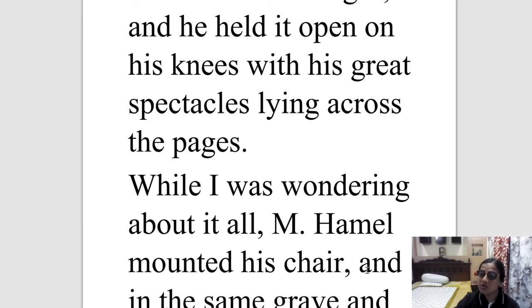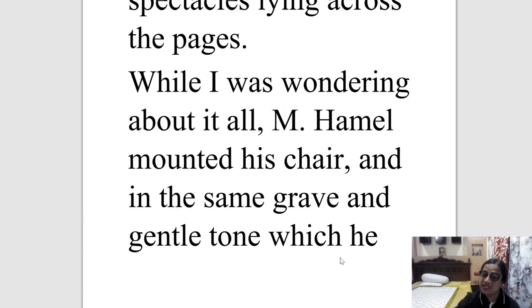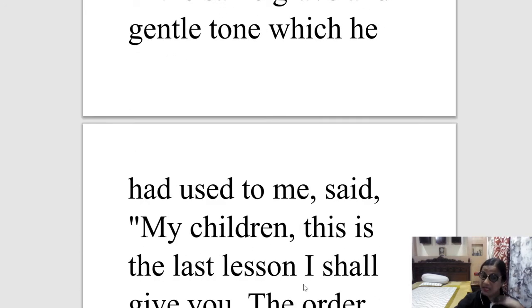While I was wondering about it all, M. Hamel mounted on his chair. Mounted, that is, he got up on his chair, and in the same grave, meaning serious, and gentle tone which he had used to me, the same tone which he had used when Franz was entering late to the class, said, "My children, this is the last lesson." Now, students, you follow this very nicely. "My children, this is the last lesson I shall give you."